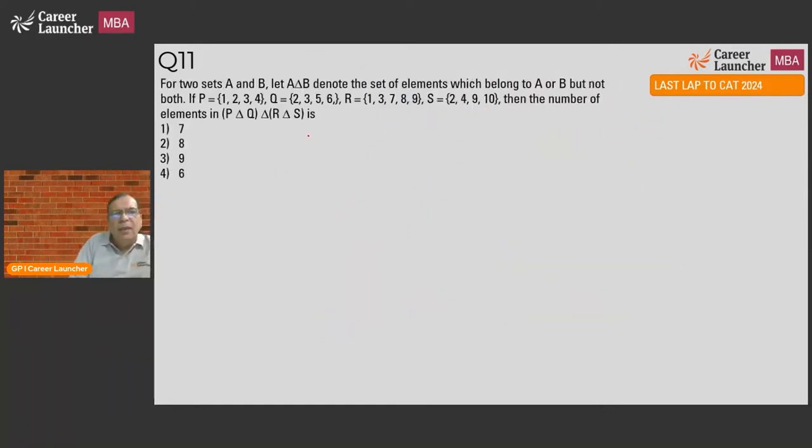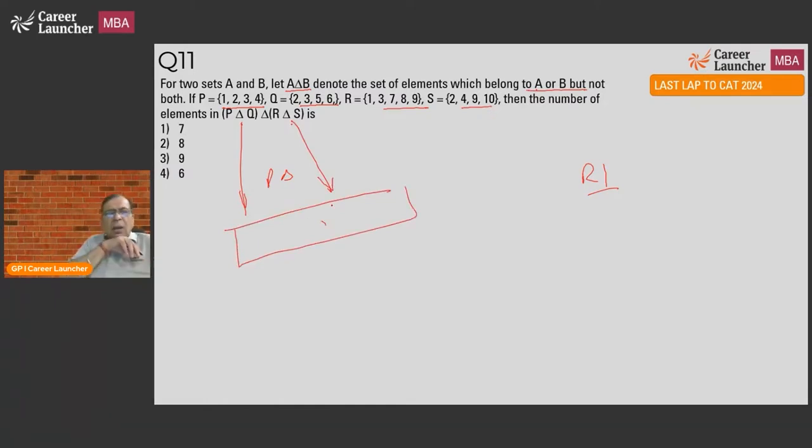Question 11. Again, for two sets A and B, let A triangle B denote the elements which belong to A or B, but not both. If P is 1, 2, 3, 4, Q is this much, R is this much, and S is this much, then the number of elements in P triangle Q and R triangle S is a round one question. Just follow the process. Find P triangle Q, find R triangle S, and then see what are the common elements to both. Remove them. You'll get the answer.